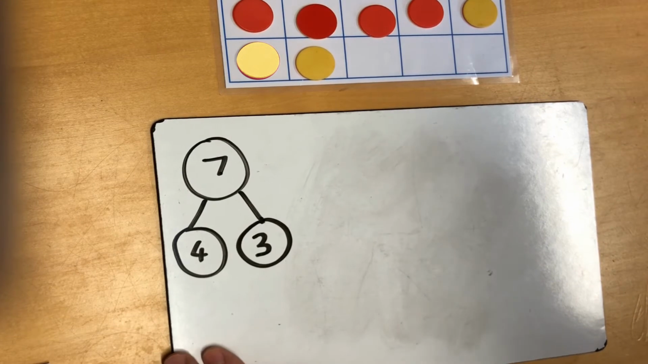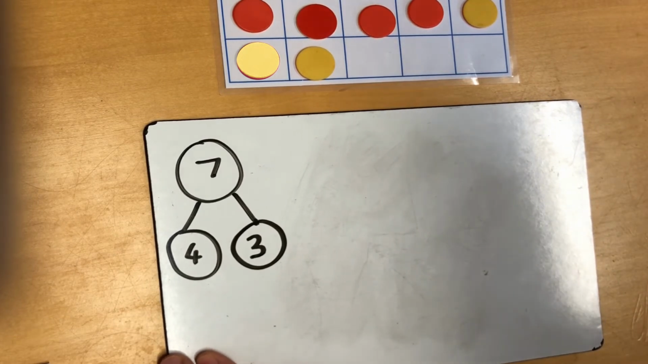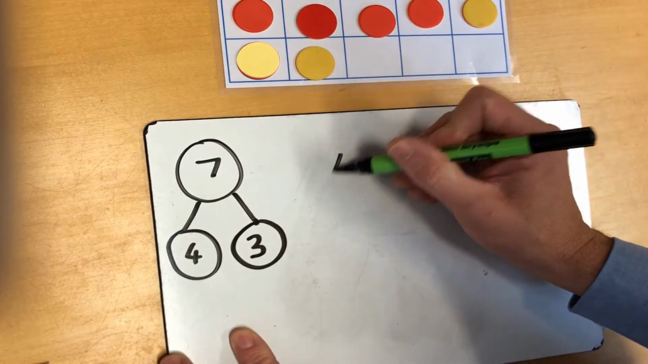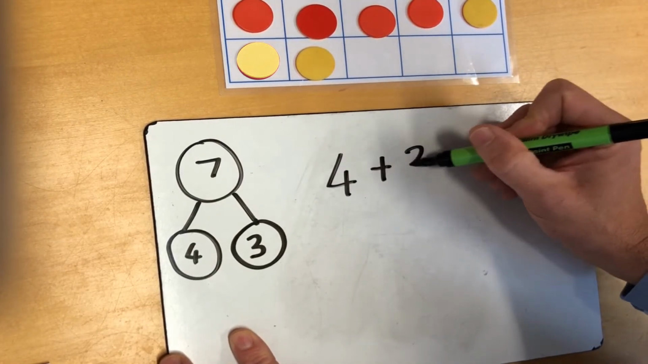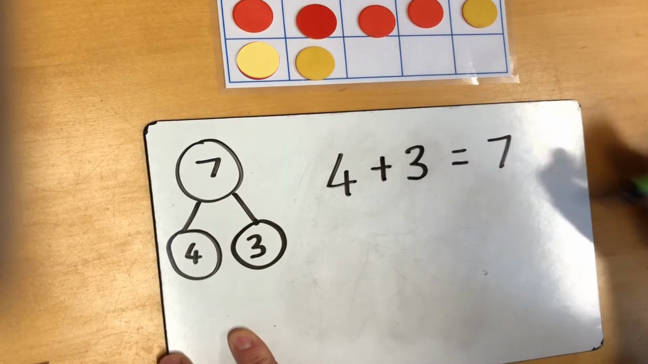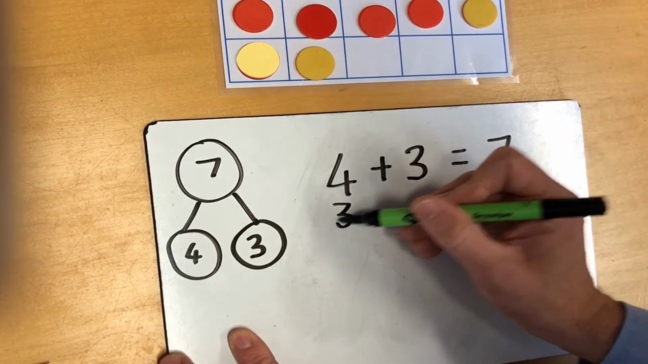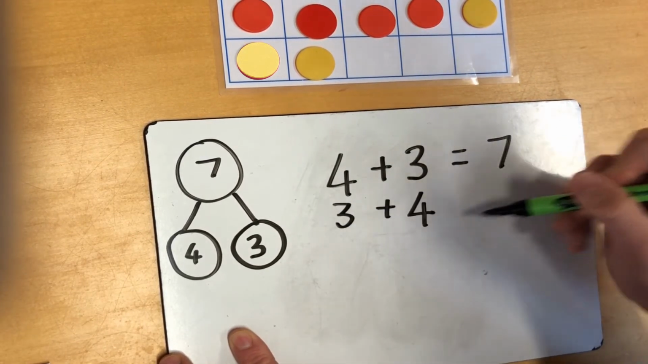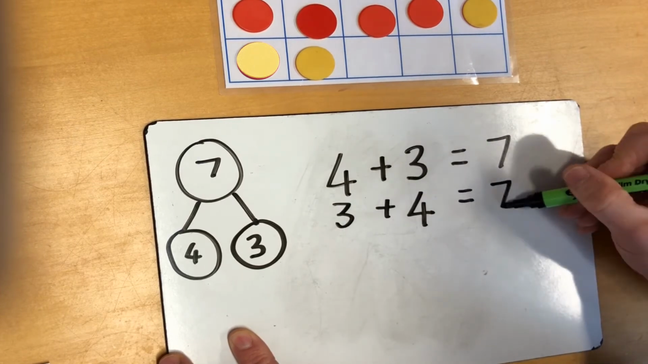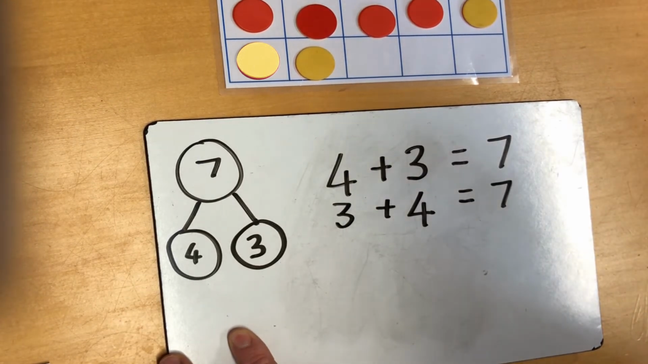For any given number bond, we also look at finding all of the fact families for that number bond. So we could say that 4 add 3 makes 7. We can also say that 3 add 4 makes 7. And we teach the children that it doesn't matter which way round we have that calculation. We could have 4 add 3 or 3 add 4. Whichever way you do it, the answer is still 7.